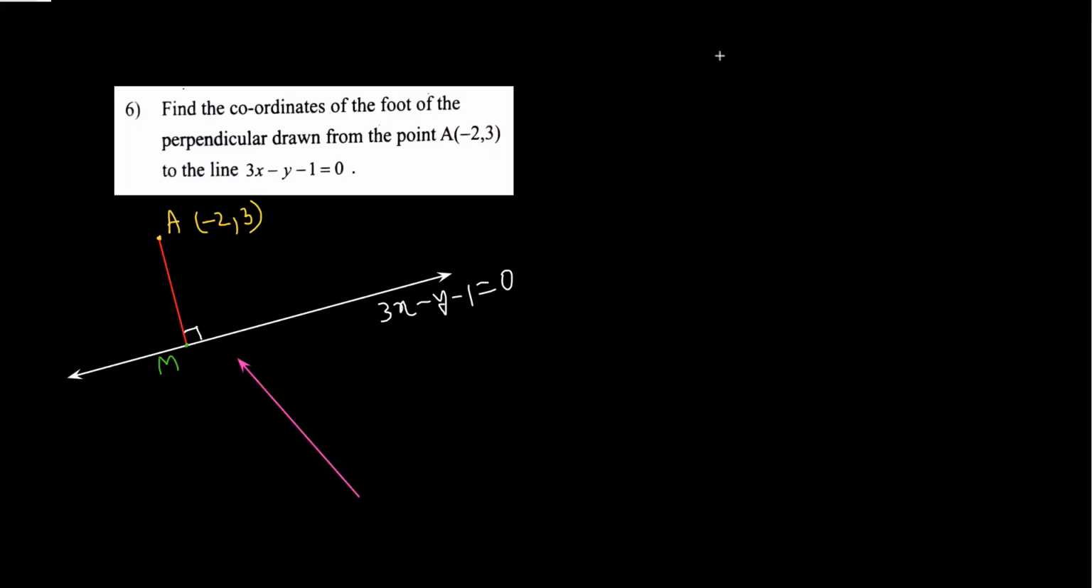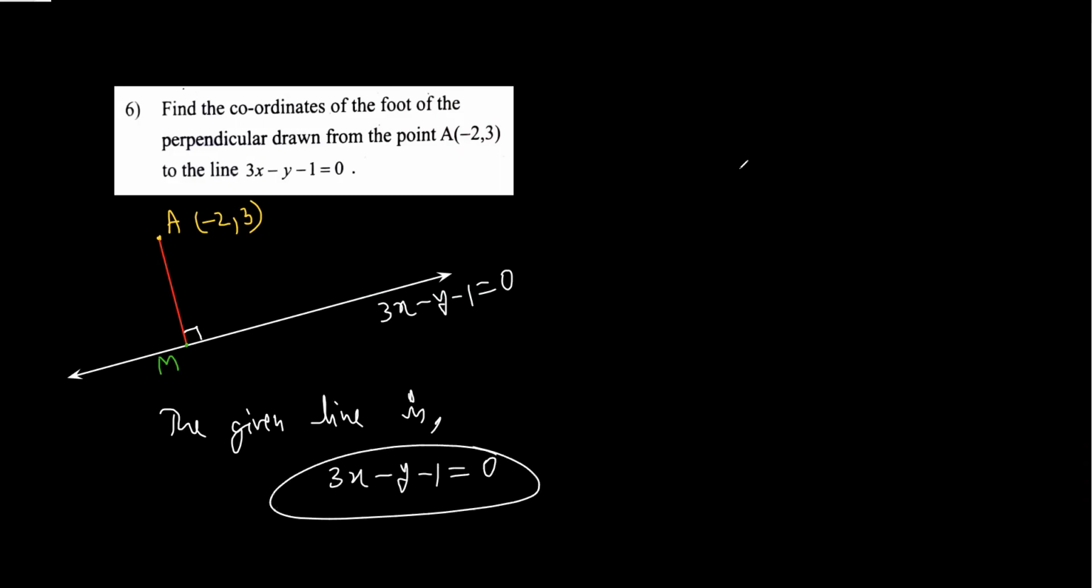So see here, how do I go ahead? Now I will start with my solution. I have to get the equation of this red line, that is AM. So see here, I will write the given line is 3x minus y minus 1 equals to 0. See, this line, it is in general form. Why?